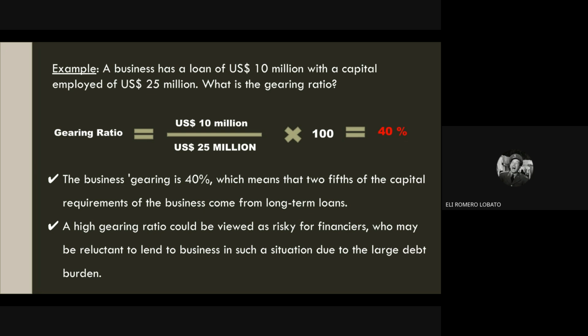A high gearing ratio could be viewed as risky, and financiers may be reluctant to lend to an enterprise in such a situation due to the large debt burden. If the ratio is higher, it's going to be riskier for financiers. That means that the capital employed is not going to be strong enough to support this loan capital. But in this case, it's okay.